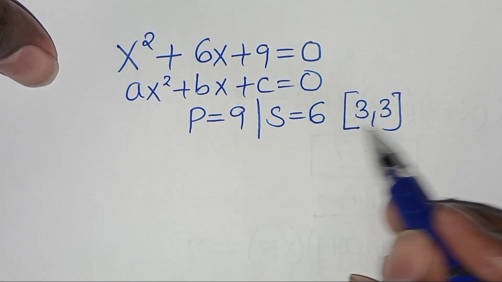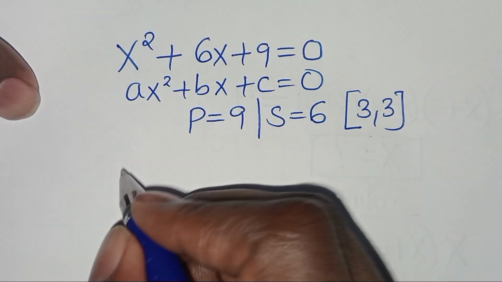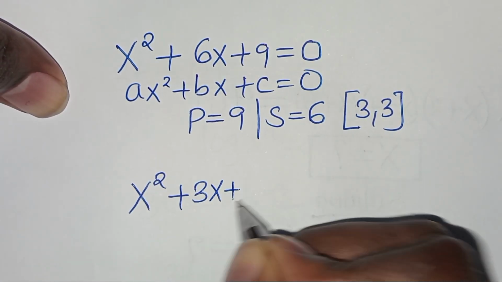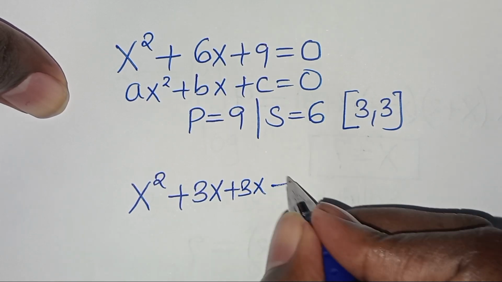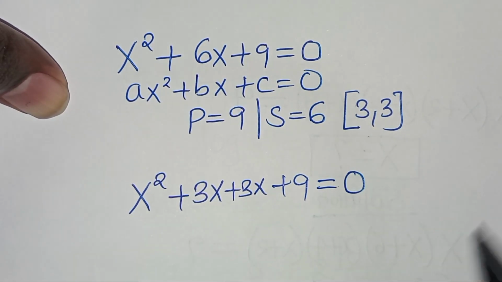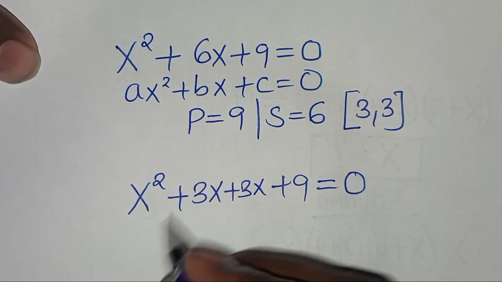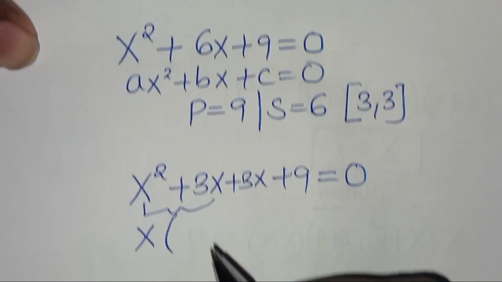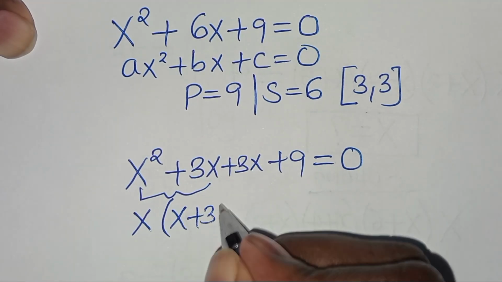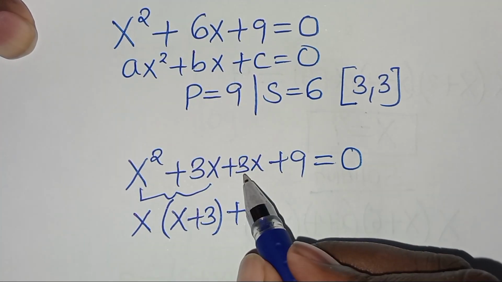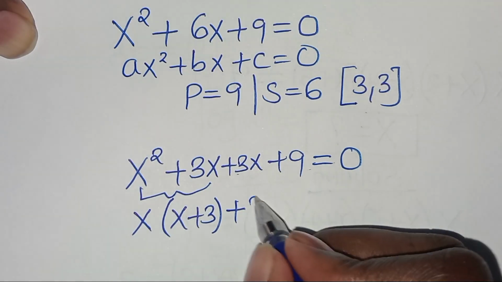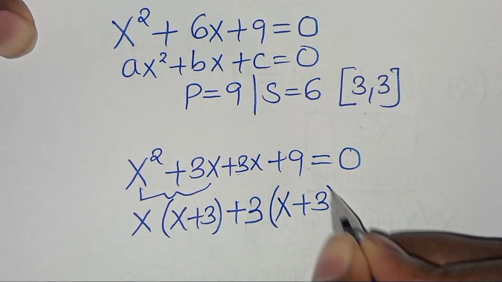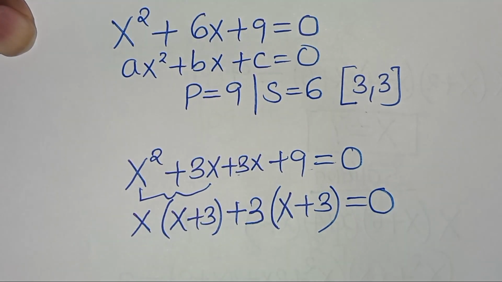Now these factors are 3 and 3, so in this case we have x squared plus 3x plus 3x plus 9, equal to 0. From the first part, we can factor out x so that we have x into the parentheses, x plus 3. Then plus 3x and 9: 3 is common here, so we factor out 3 to have x plus 3 in the parentheses. This is equal to 0.